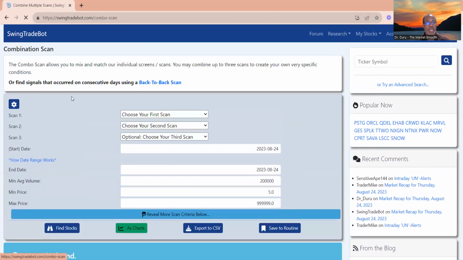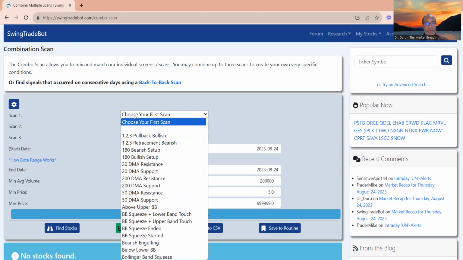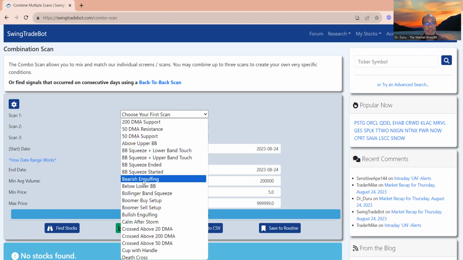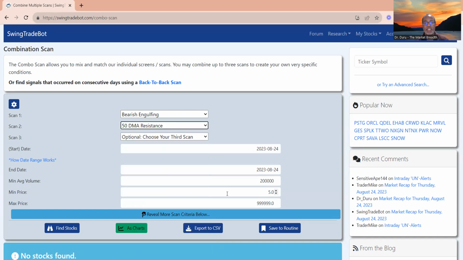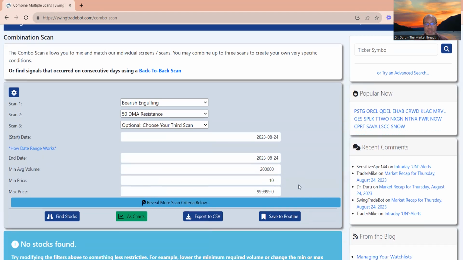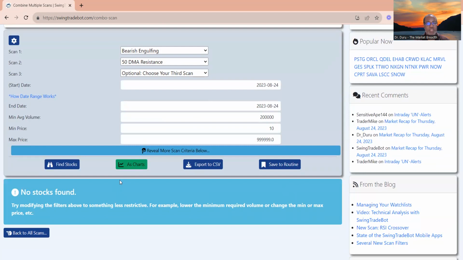Now, when I click on combo scan, unfortunately, it doesn't bring over the scan that I was doing previously, but I can just go ahead and reselect it. So I want a bearish engulfing, and I want to take a look at stocks that faded right from 50-day moving average resistance. These will be essentially the most bearish of all stocks for the day. I'm going to type in a minimum price of 10 because I don't want these low-priced crappy stocks. And then I'm going to do find stocks.